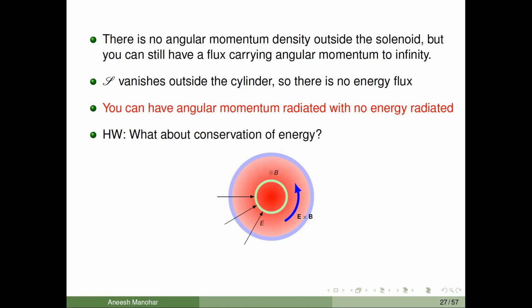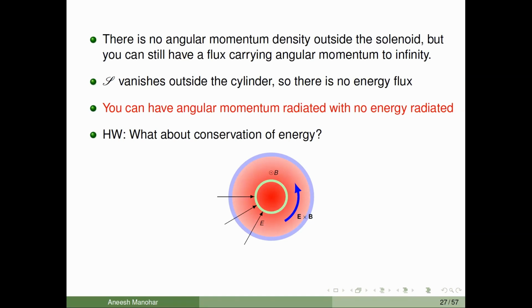One of the things you can do here is, because the Poynting vector E cross B only exists inside the solenoid, there cannot be any energy flux leaving the cylinder and going to infinity. And so one of the things you see in this example is you can have angular momentum flux without having any energy radiated. So you can get rid of angular momentum with no energy loss.